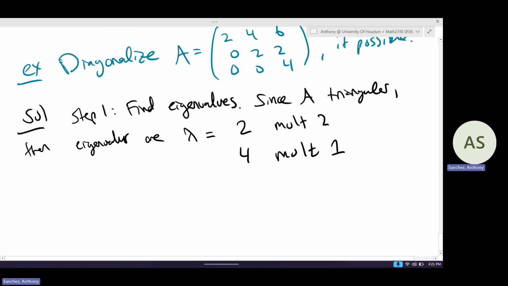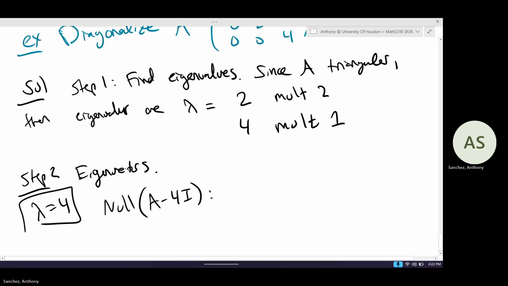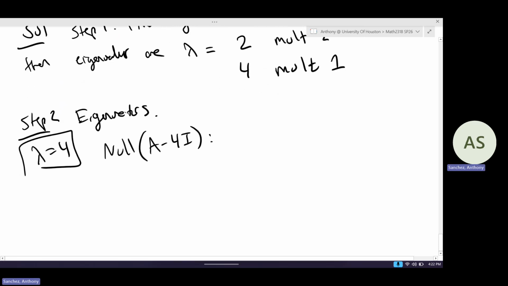All right, so maybe I'll start with step 2. Eigenvectors. I'll start with lambda is equal to 4 just because. For lambda is equal to 4, I need to consider the null space of A minus 4I. And so what that means is I need to grab A, and I'll write down A here for everyone's memory. I need to write down A.